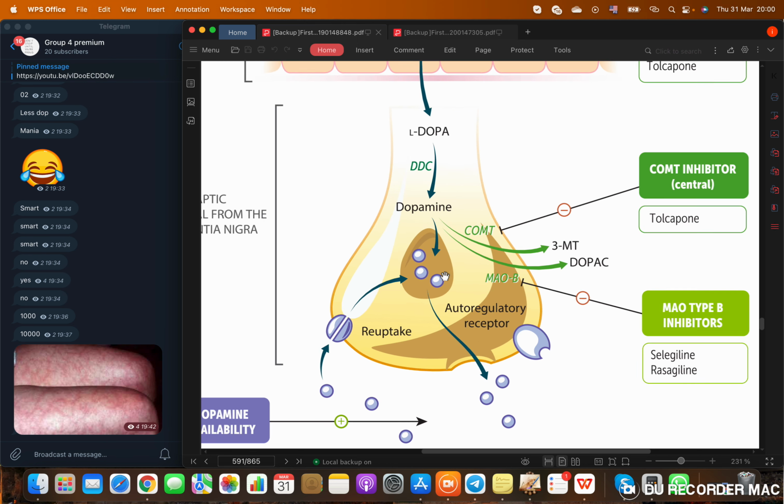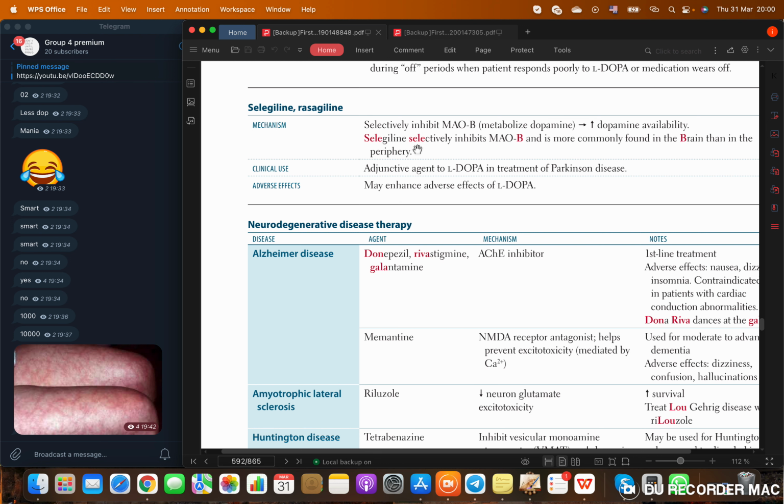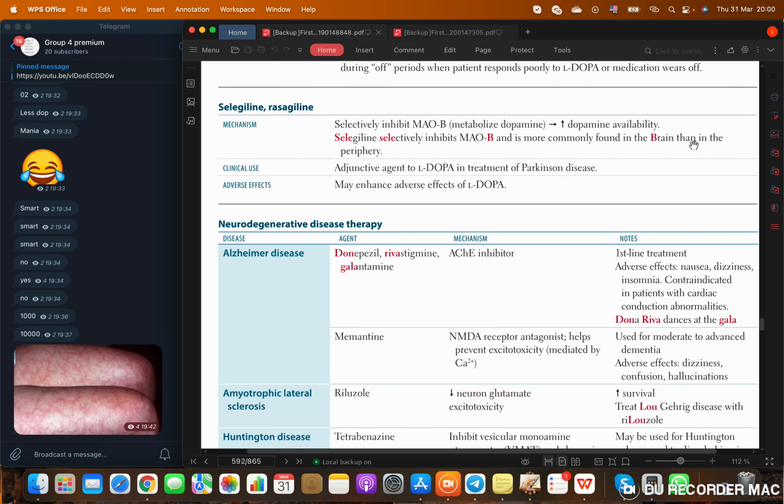So that increases the dopamine availability. Selegiline selectively inhibits the MAO-B, which is good. It does not work in the periphery and is more commonly found in the brain than in the periphery. Clinical use: adjunctive agent to L-DOPA in the treatment of Parkinson's disease. The adverse effect: it may enhance the adverse effects of L-DOPA.